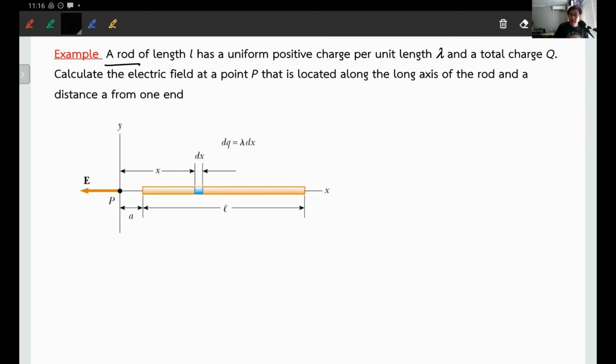Okay, so if you have a rod filled with a bunch of charges, this means the rod is charged. It's a rod with charged particles on it, and the charge is uniformly distributed across the rod. Let's say that you would like to calculate the electric field at point P, which is at a distance A away from the left end of the rod. What will be the electric field there? That's it. Last example today.